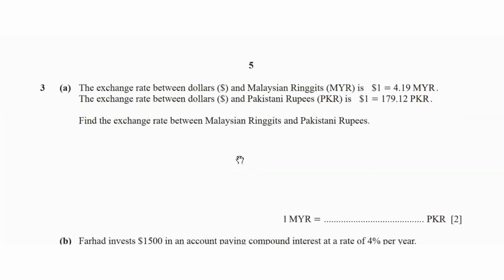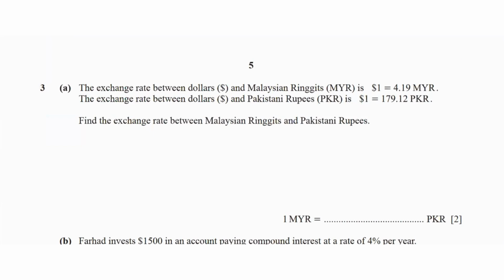Question 3 says exchange rate between dollars and Malaysian ringgits is $1 equals to 4.19 Malaysian ringgits. The exchange rate between dollars and Pakistani rupees is $1 equals to 179.12 PKR. Find the exchange rate between Malaysian ringgits and Pakistani rupees.